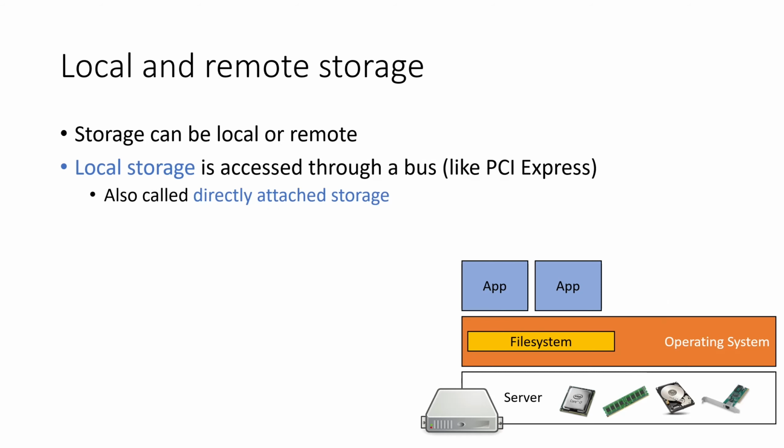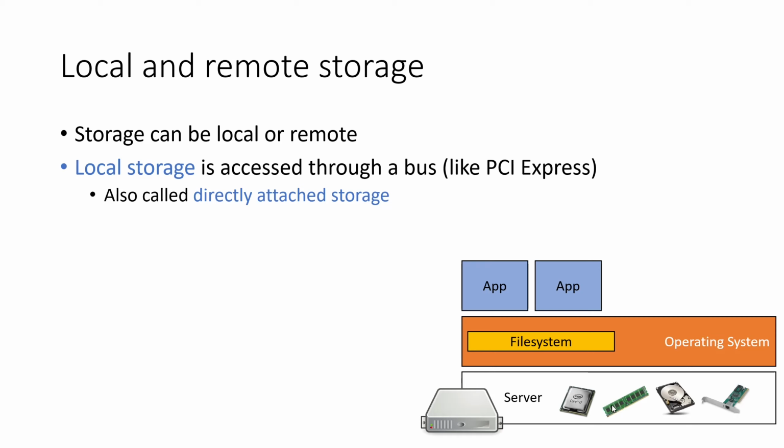So storage can be local or remote. Local storage or directly attached storage is storage that is on the same server where it's being used. So in here, this disk is local storage for this server. And local storage is accessed through a bus. In modern computers, the most common bus in use today is PCI Express.